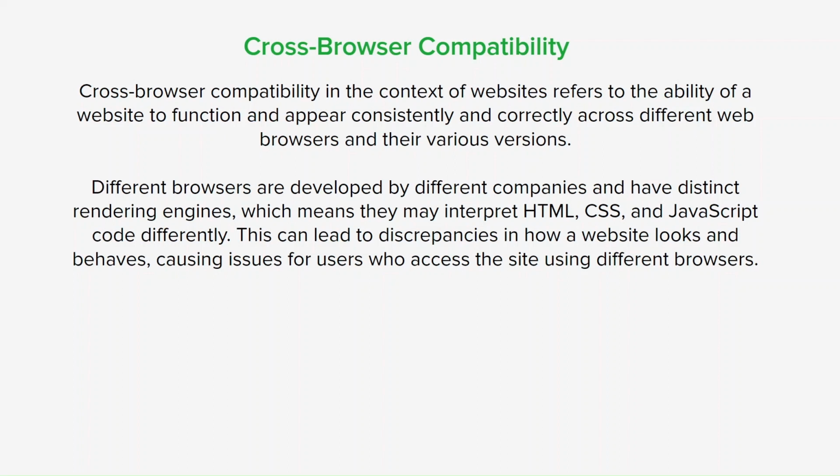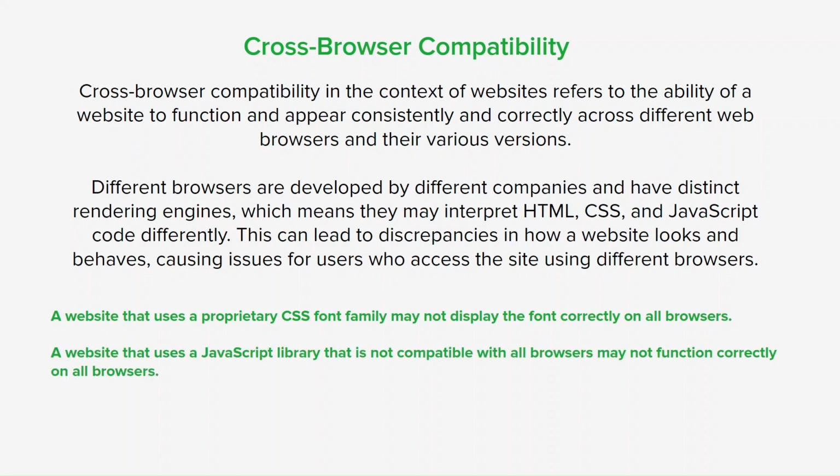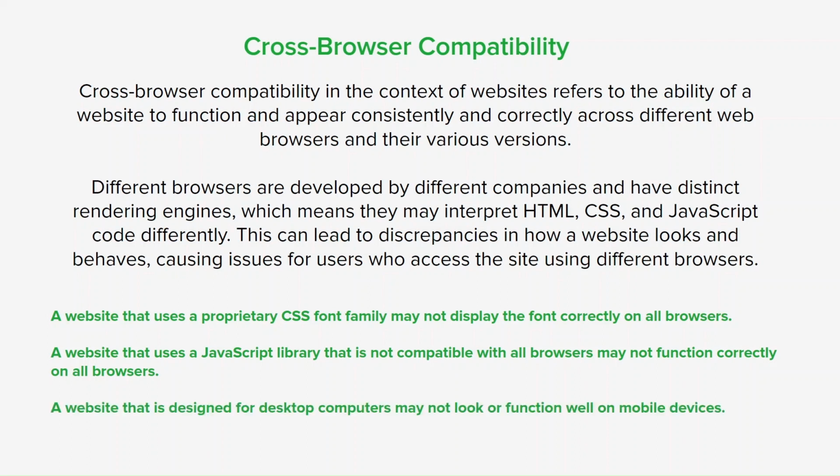Some examples of how cross-browser compatibility can affect the user experience. A website that uses proprietary CSS, for example, for their font family may not display the font correctly on all browsers, and it can lead to an inconsistent look in your branding and can just be a bit off-putting. A website that uses a JavaScript library that's not compatible with all browsers may not function correctly on all browsers, and a website that's designed for desktop computers may not look or function well on mobile devices. So it's all about making sure that there's a consistent user experience that users will have no matter what device or what browser they are actually using.